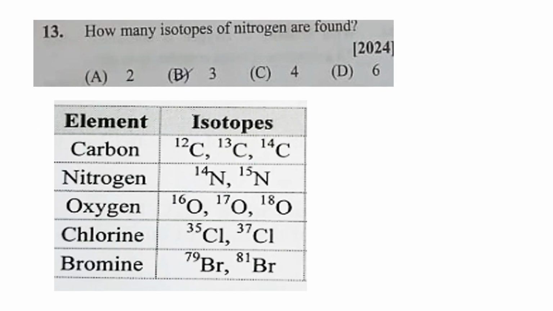Question number 13. How many isotopes of nitrogen are found? In nature we find nitrogen's 2 isotopes. Other isotopes I have also given, carbon, oxygen, chlorine, bromine, for your information. But for this question option number A is the correct answer.